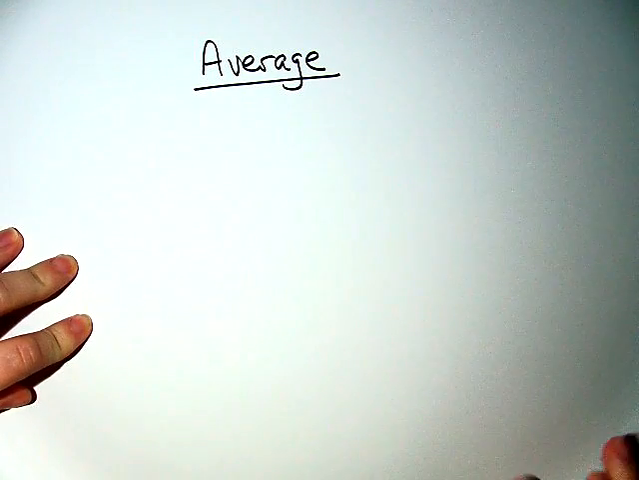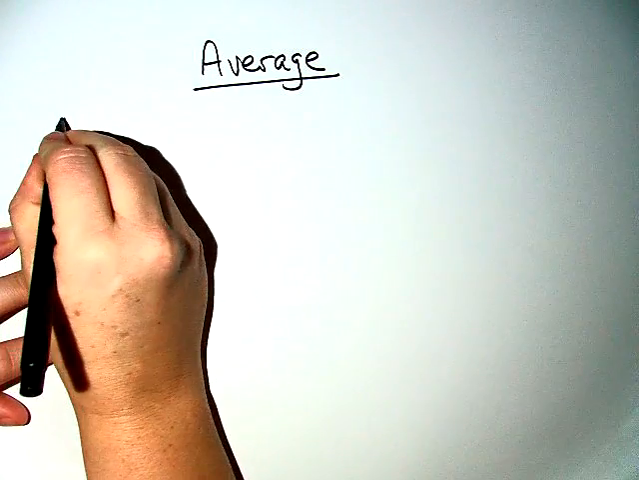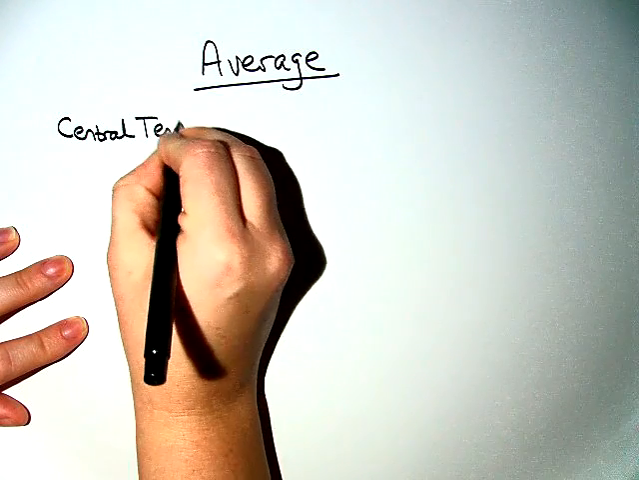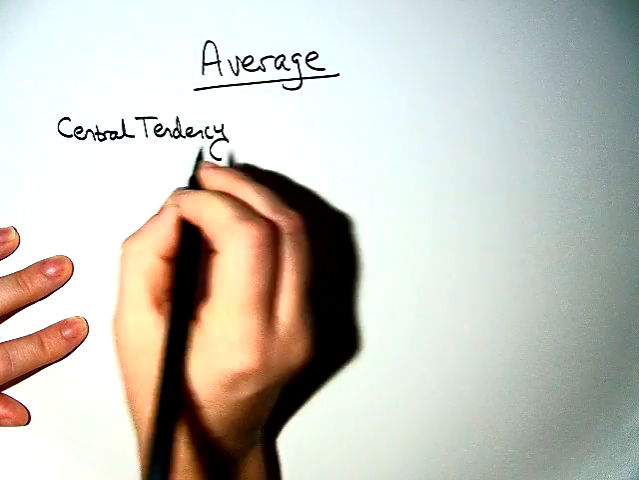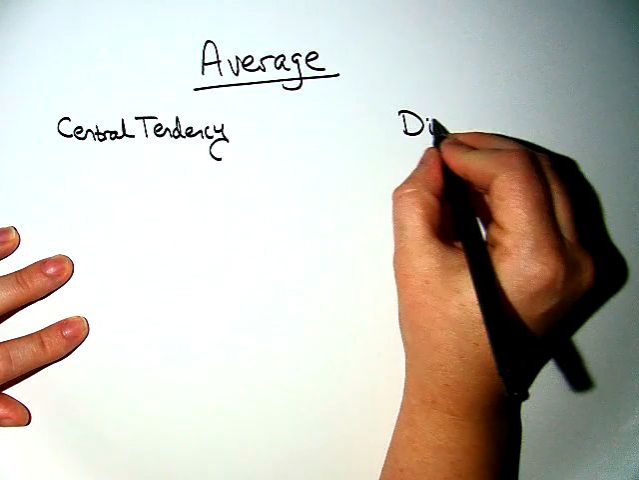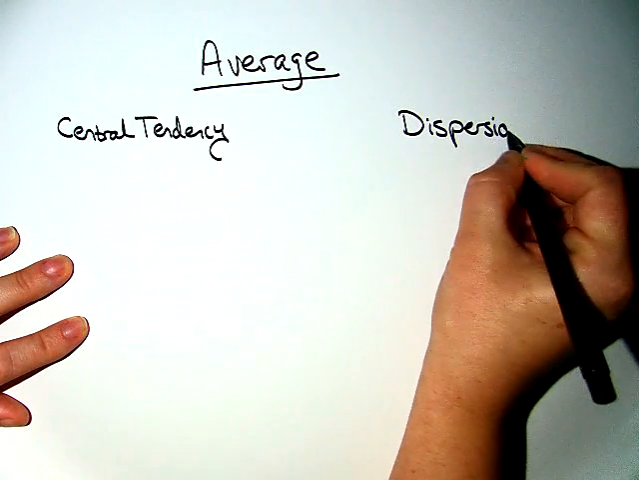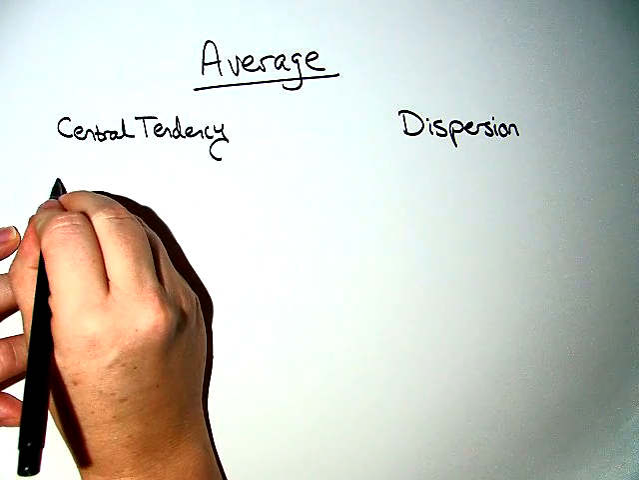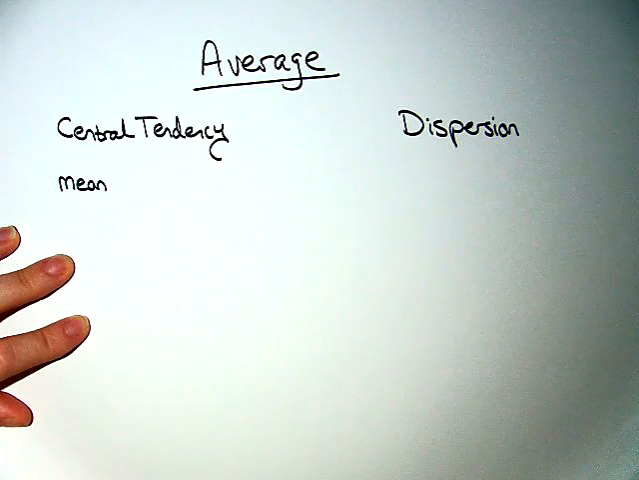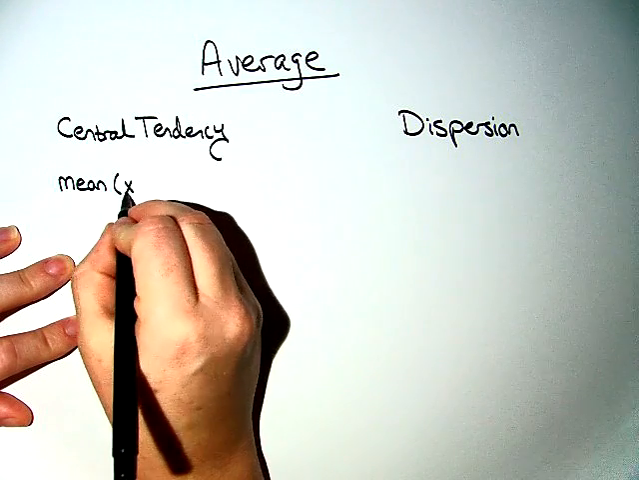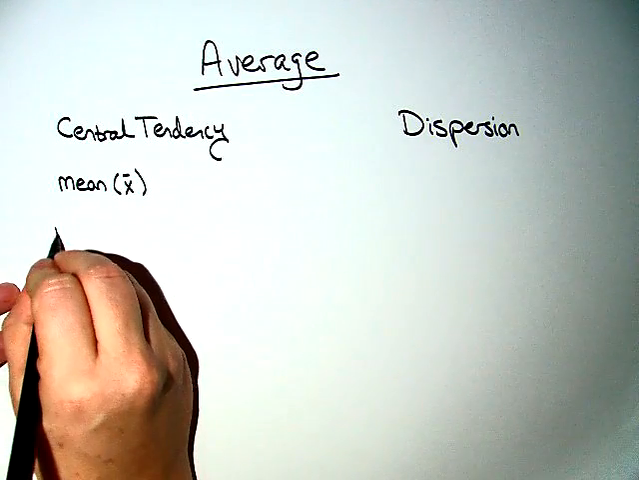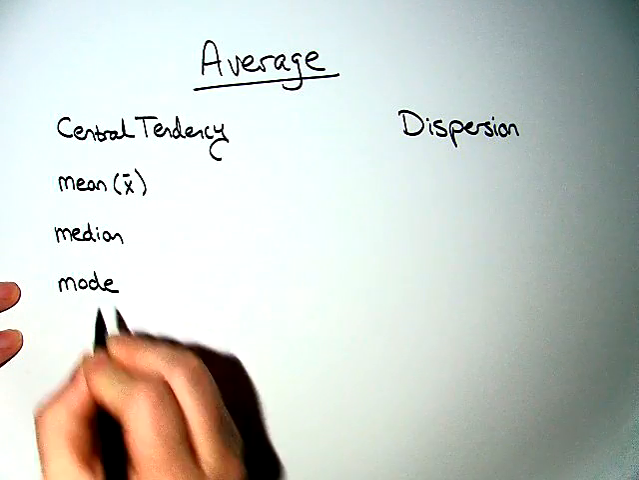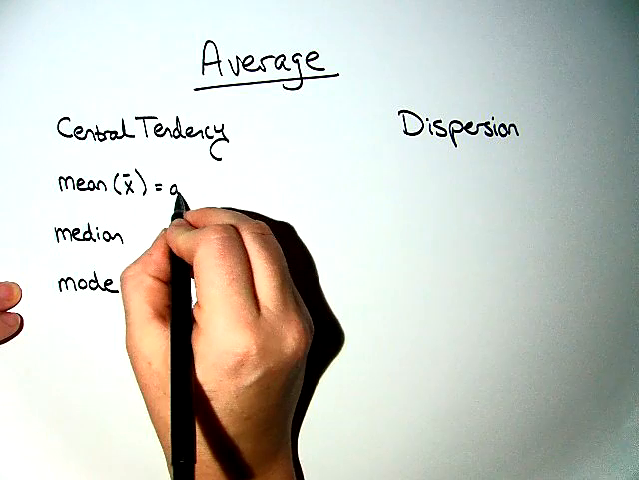Now, with averages, you've got two different things you're looking at. You're looking at central tendency and you're looking at dispersion. Now, central tendency has three main things that we look at. We look at the mean. And remember, in the calculator, the mean is written as x bar, the median, and the mode.